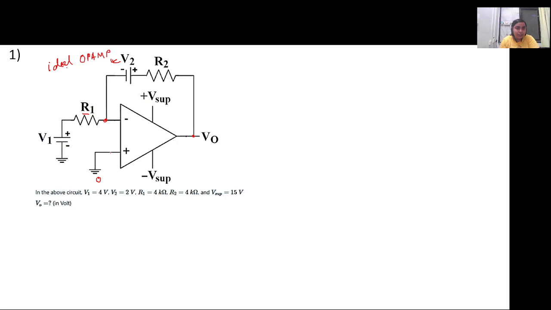First we can calculate the voltage at this particular port. Suppose this is VB, this is VA. So we have VB equal to 0 because it is shorted, connected to the ground. So this voltage will be equal to 0 volt, right?